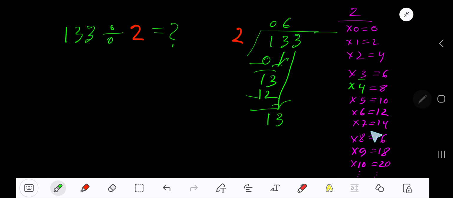2 goes into 13 how many times? Again, 7 times is 14, which is greater, so 6 times. 6 times 2 is 12. Subtract 1. So our answer is 66, remainder 1.